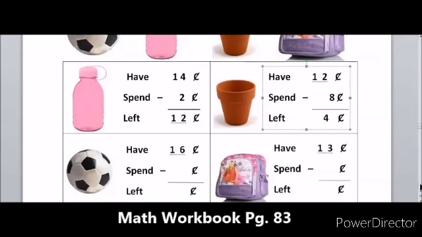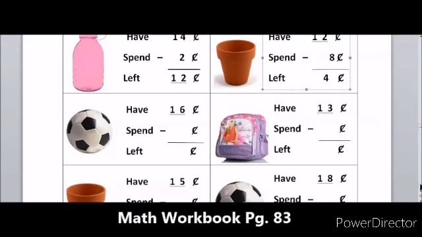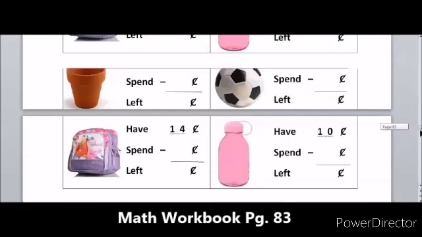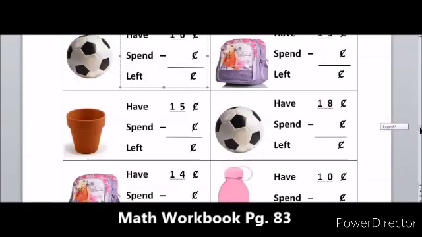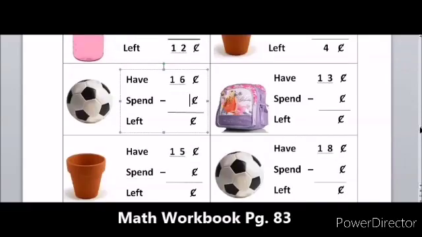Next. You have 16 cents and you are going to buy this ball. What is the cost of this ball? Just check. The cost of the ball is 4 cents. So you will write 4 cents. You have 16 cents. You are going to spend 4 cents. So 16 cents minus 4 cents.